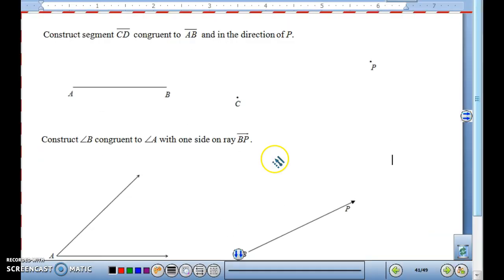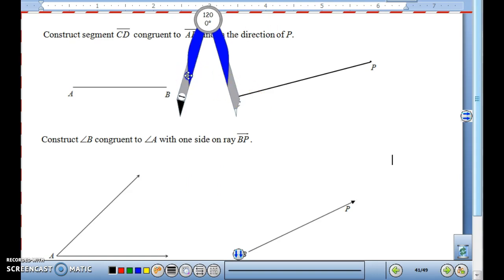So, first of all, I need a segment to work with. I know that it's got to go in the direction of P, so I'm going to use my ruler and draw a segment from C to P, because that'll be the direction I want to go. Now, the end point of my segment C, I want it to be congruent to the segment A. It's going to correspond to A. So I need to know the distance from A to B. To measure distance, I have to use my compass.